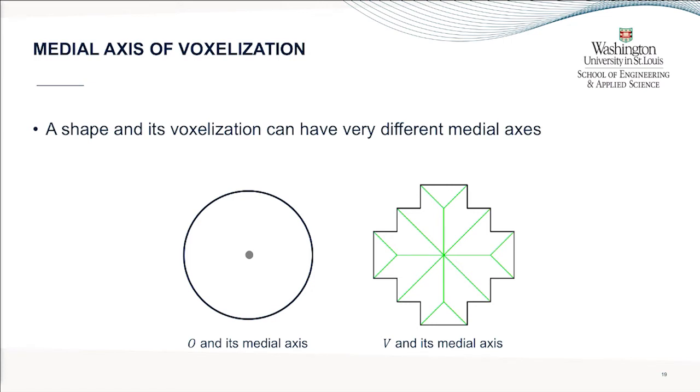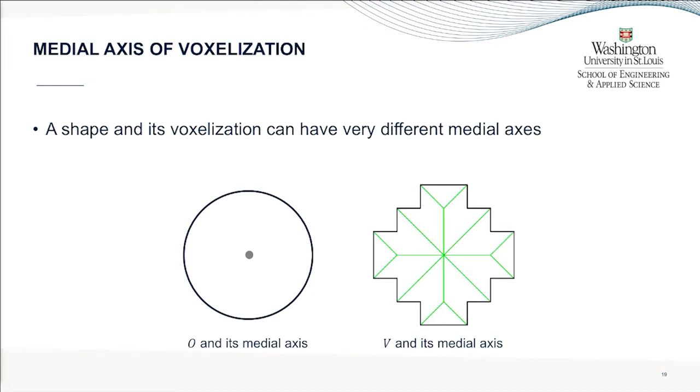So what's going on here? Well, this is really because the medial axis is inherently sensitive to any boundary perturbation. And you can think about the voxelization as a kind of perturbed representation of the shape. So of course, you're going to have very different medial axes. Well, that's really bad news. So where do we go from here?